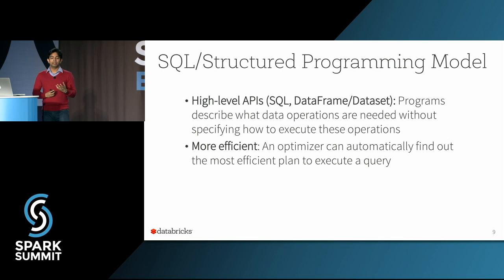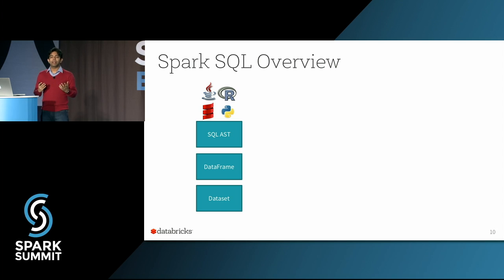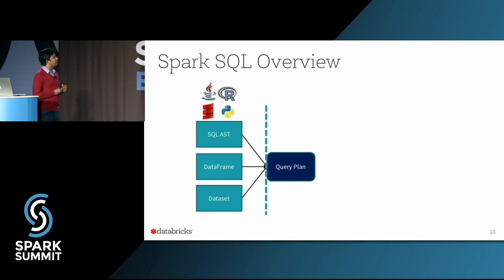And an optimizer, in this case, can automatically figure out the most optimal way to execute a query. So this is the high-level idea behind using structured SparkSQL primitives that are built on Spark. From a high level, SparkSQL can take in any user program that's written in SQL or via the data frames or the dataset API, and it represents that via a query plan.